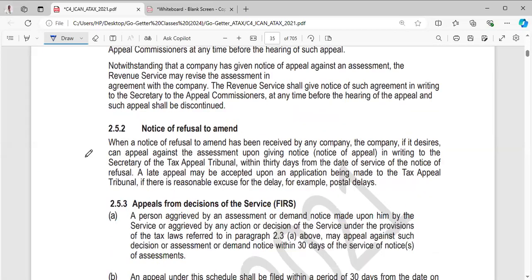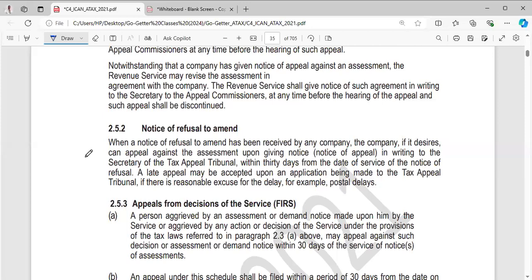When a notice of refusal to amend has been received by a company, the company, if it desires, can appeal against the assessment upon giving notice of appeal in writing to the secretary of the appeal tribunal within 30 days. We have stated it. A late appeal may be accepted upon an application being made to the tax appeal tribunal if there is reasonable excuse for the delay.